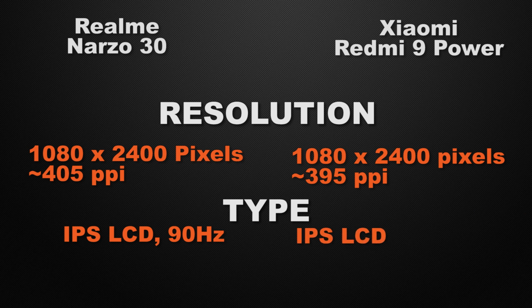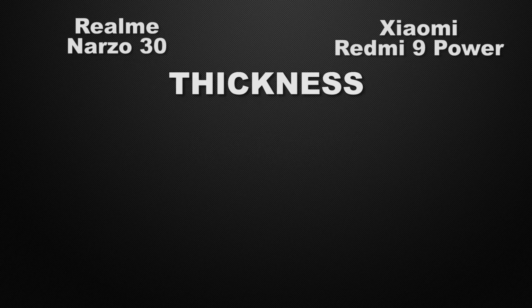So the winner here is Narzo 30 because it has a 90 Hz refresh rate, which gives you smooth transitions. Moving to the body features of the devices, let's start with the thickness. Narzo 30 is 9.4 mm thick, whereas 9 Power is 9.6 mm thick. So it's a tie because both devices have approximately the same thickness.